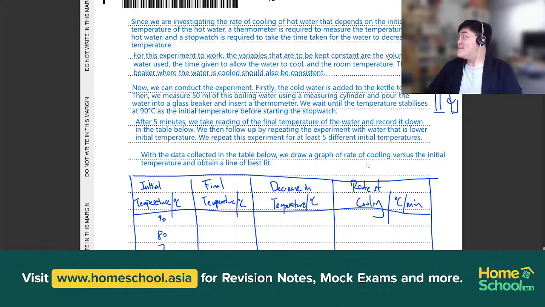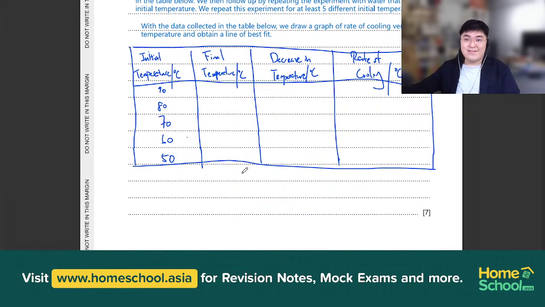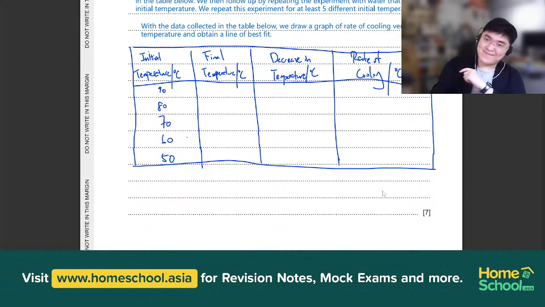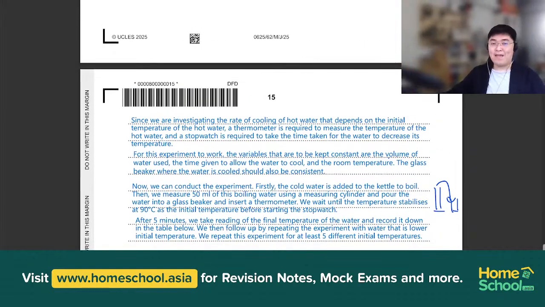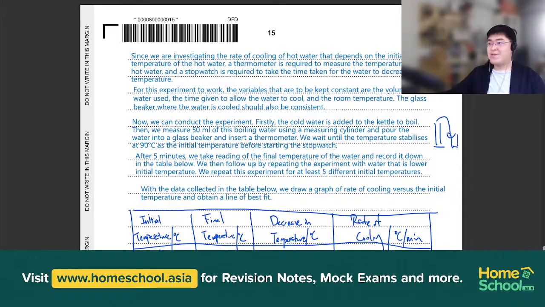Right, so drawing something like this, how are we going to get the full 7 marks for this question? Let's take a look at the marking scheme. 1 mark is awarded for a stopwatch, a timer, or a clock to keep track of time, and also a thermometer, a temperature probe, or a sensor. Any one of these will get you your first mark. Basically, the additional equipment you need.